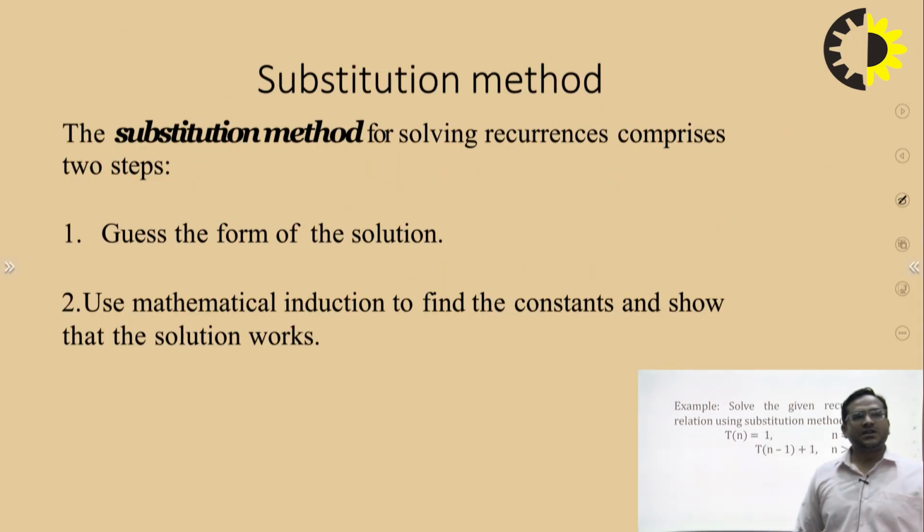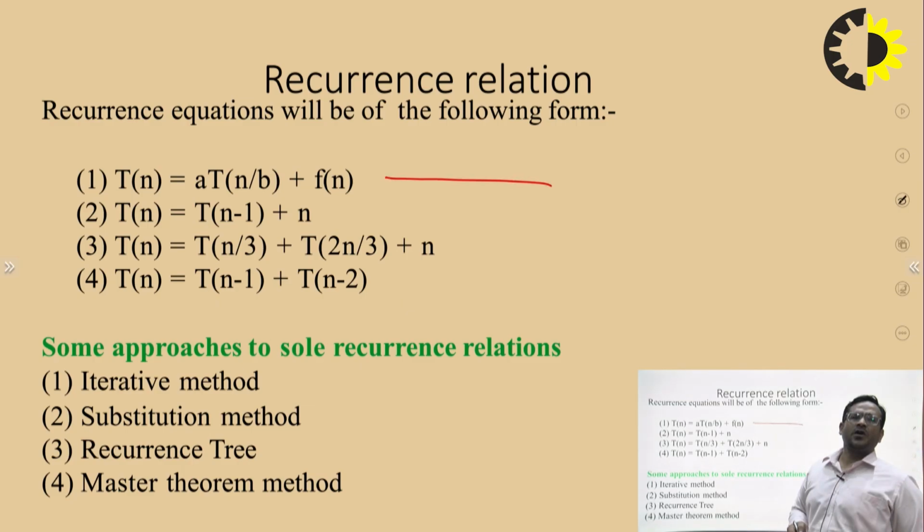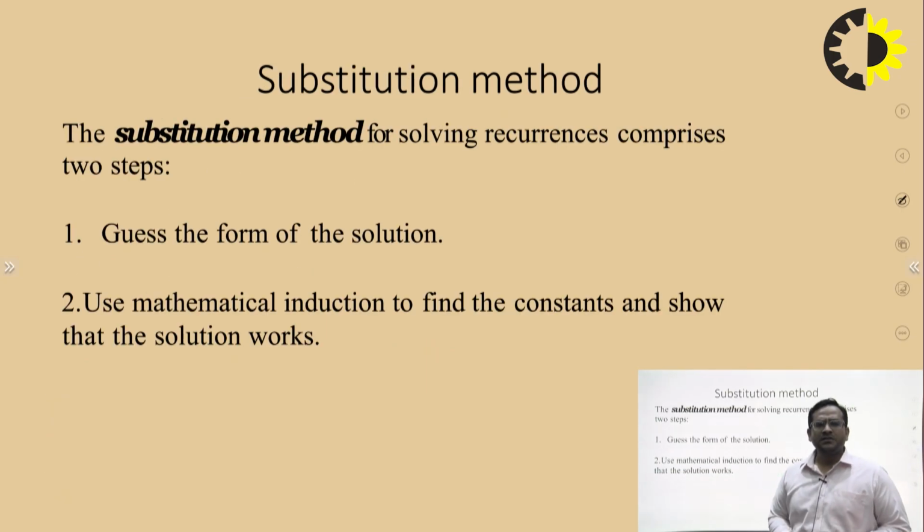Let me give some examples of recurrence relations. T(n) = aT(n/b) + f(n) is basically the basic format, and T(n) = T(n minus 1) + n, T(n/3) + T(2n/3) + n. This is the kind of recurrence relation you see when you try to solve one. Some approaches used to solve recurrence relations are the iterative method, substitution method, recursion tree, and master theorem method. Today I am going to discuss them one by one.